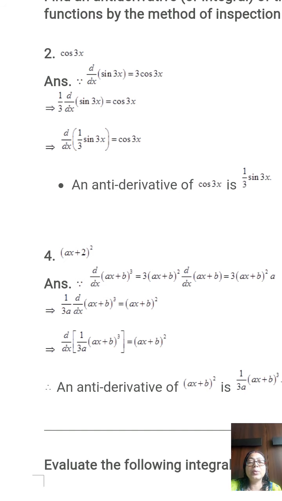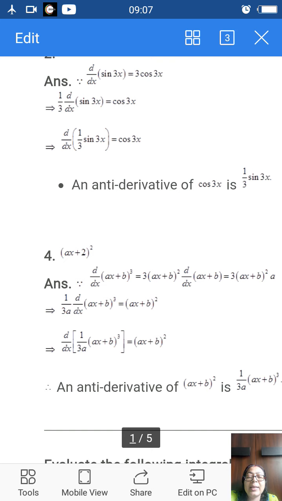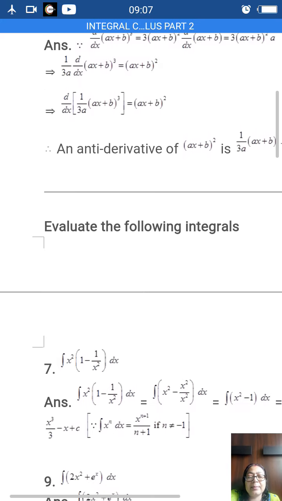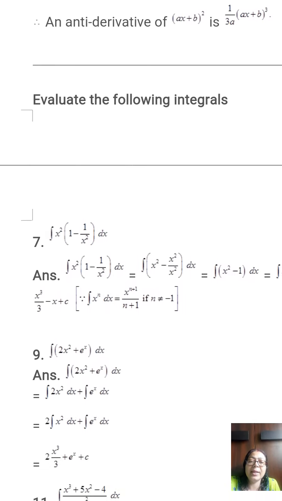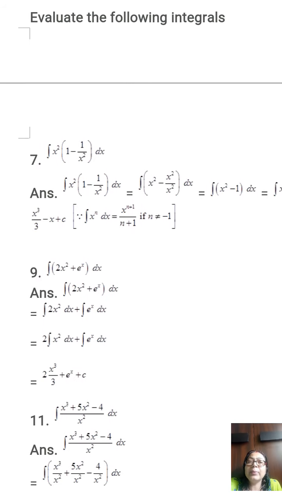Now we will divide both sides by 3a. So 1 by 3a d/dx of (ax plus b) whole cube is equal to (ax plus b) whole square. So inside the bracket we will write this 1 by 3a, a constant term, with (ax plus b) whole cube. So now we can write that the antiderivative of (ax plus b) whole square is 1 by 3a into (ax plus b) whole cube. Next sum. These are all the same type of sums. You practice all. Now evaluate the following integrals.